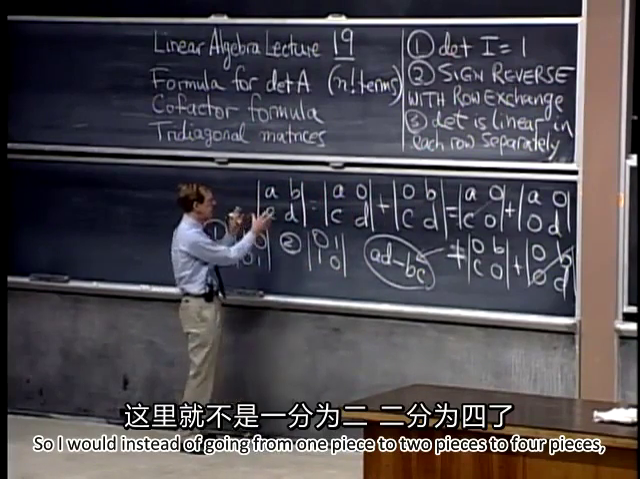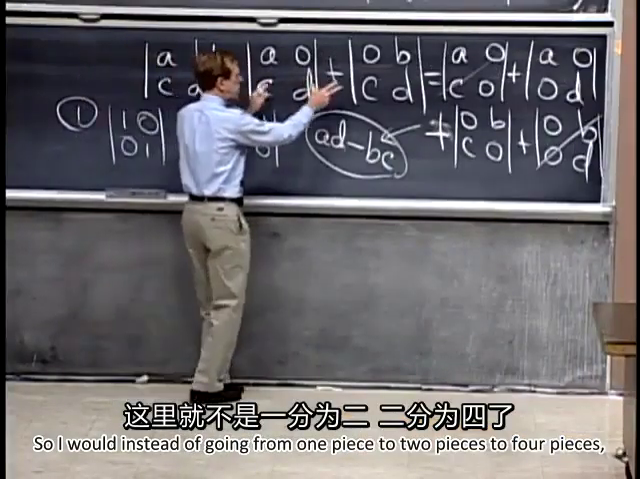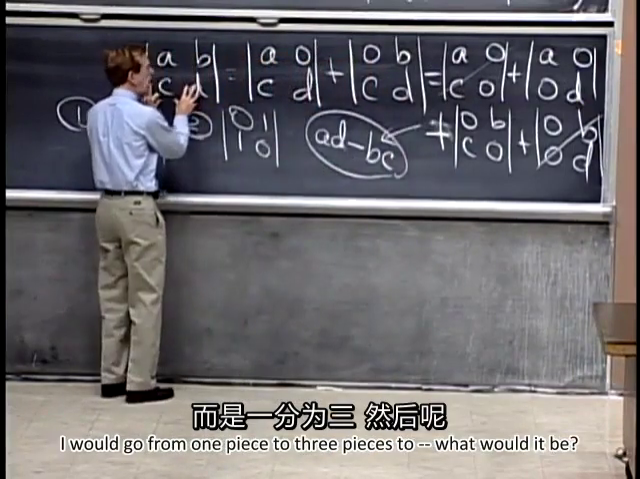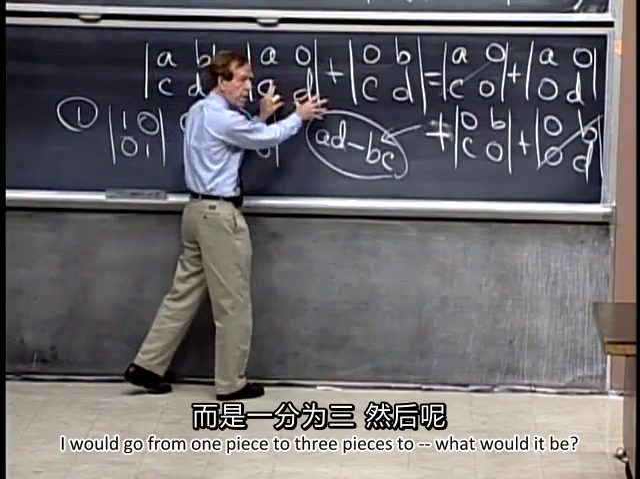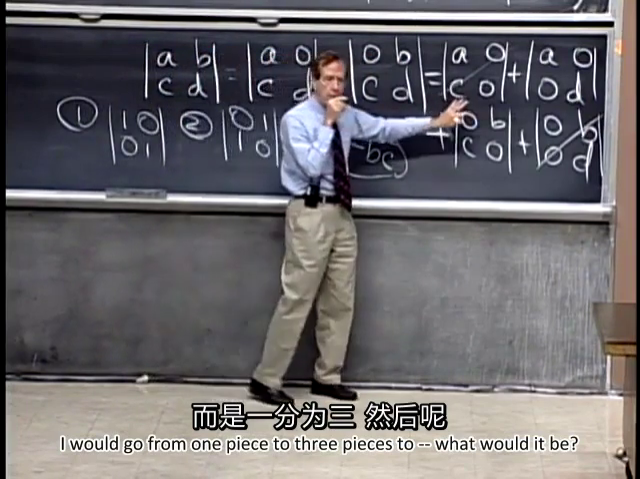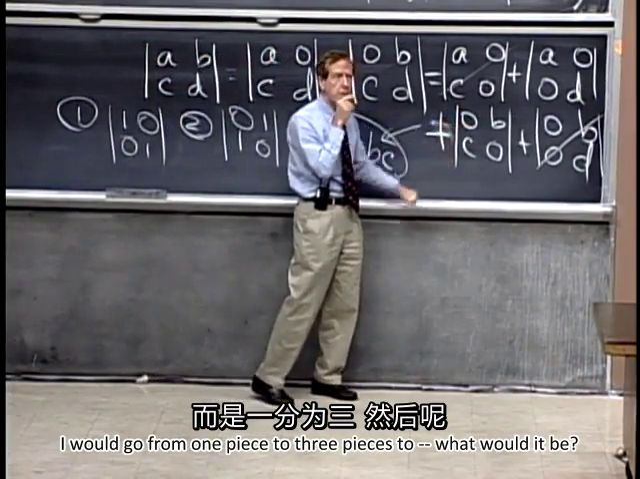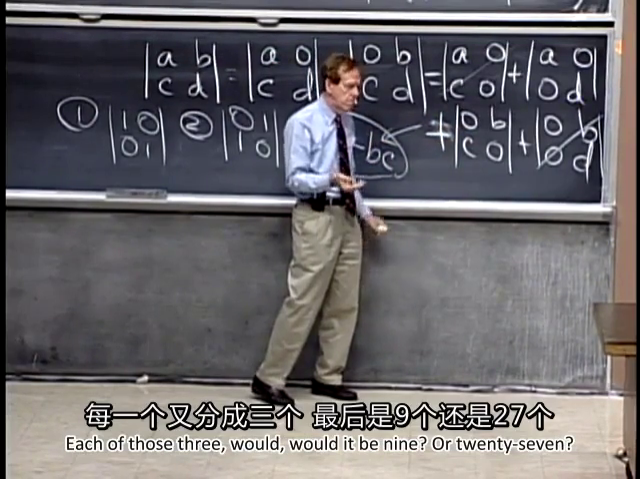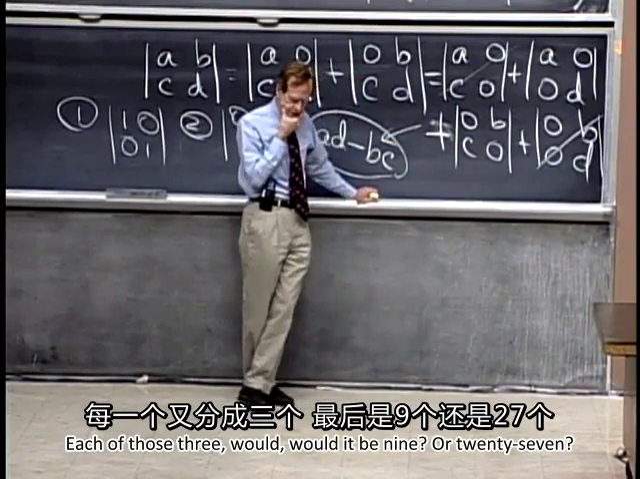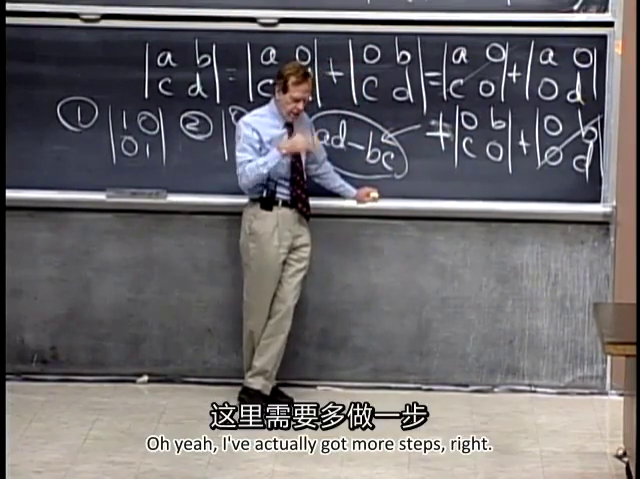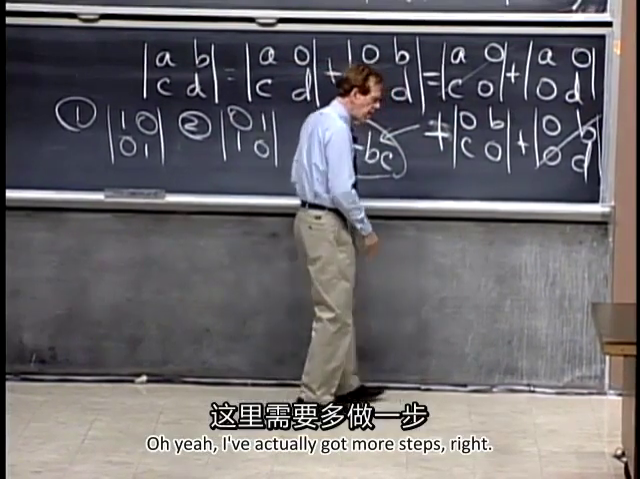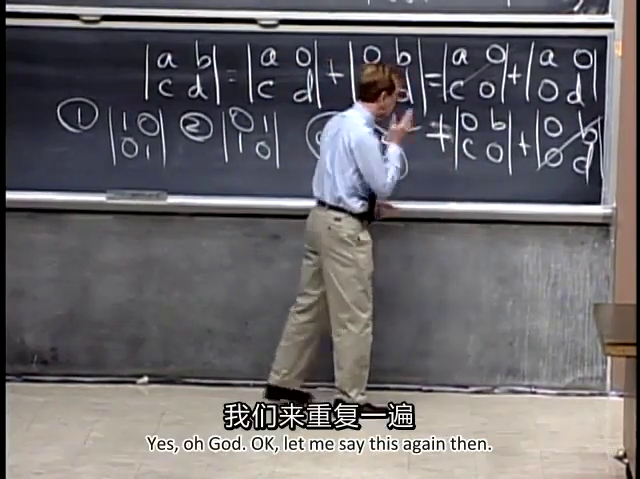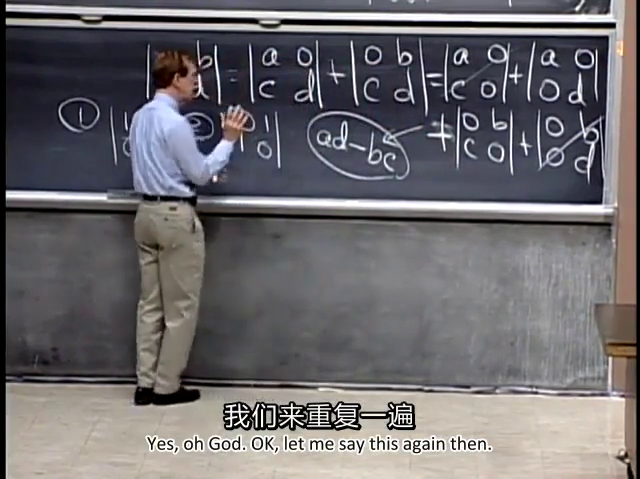So instead of going from 1 piece to 2 pieces to 4 pieces, I would go from 1 piece to 3 pieces to, what would it be? Each of those 3, would it be 9? Or 27? Oh yeah, I've actually got more steps. I'd go to 9, but then I'd have another row to straighten out, 27. Yes, oh God. Okay, let me say this again then.